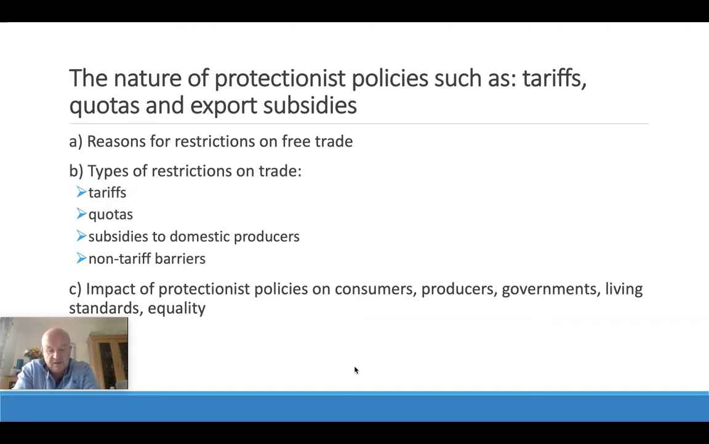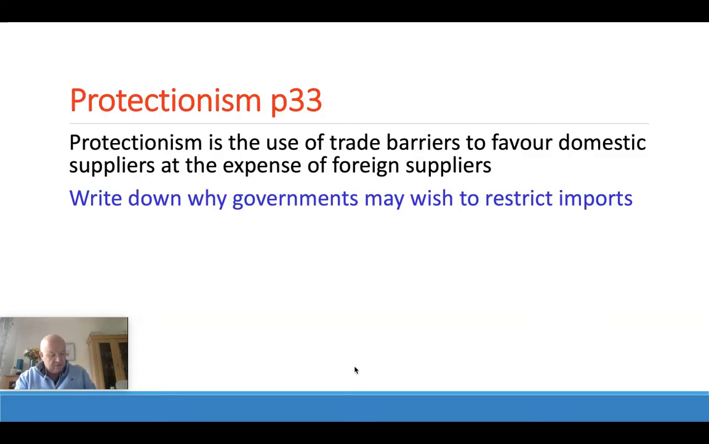Now, again, if ever you get a question on protectionism or on the principles of restrictions of free trade, that last point there, point C, is not a bad way of thinking about it, particularly if it's a long question, a 25 marker. That's a good way of attempting to make sure that you consider all the implications of protectionist policies on the different economic agents and other things too. Okay, so let's take a look at page 33 then.